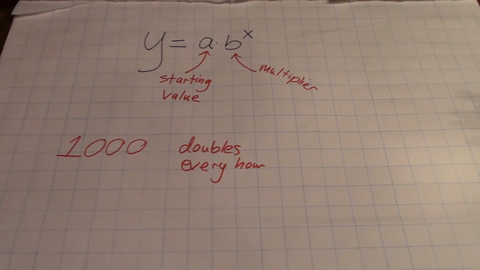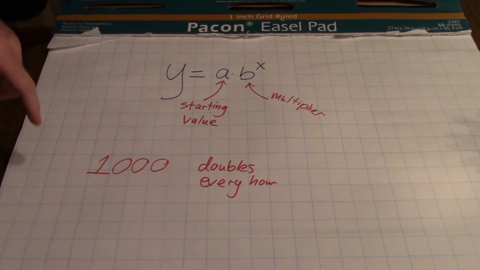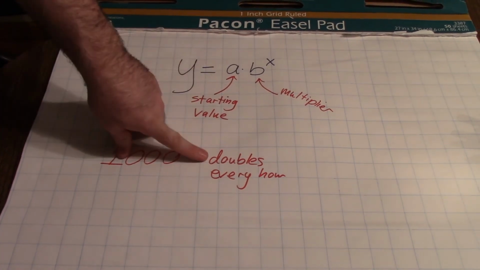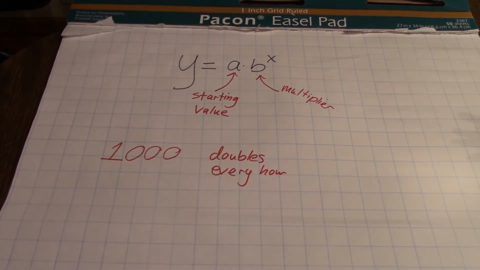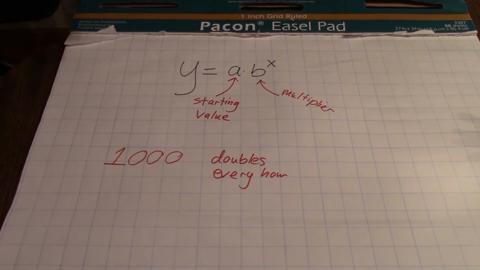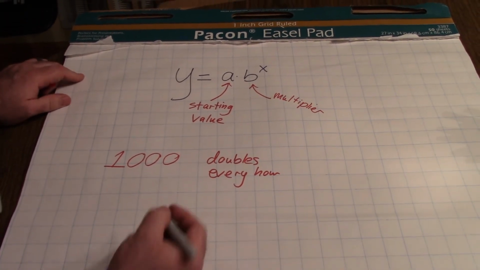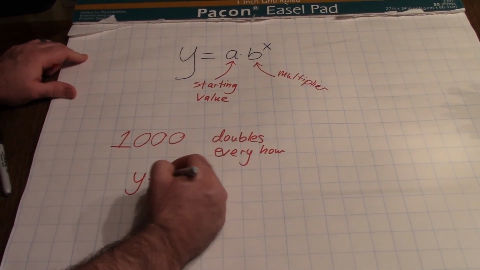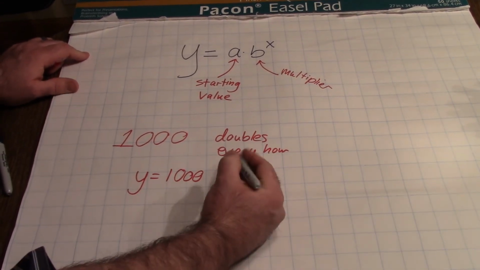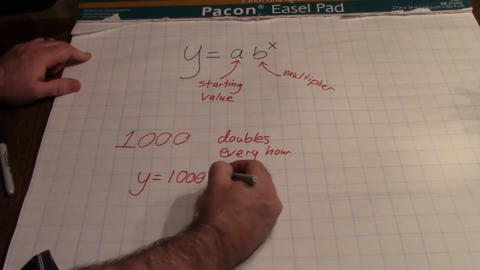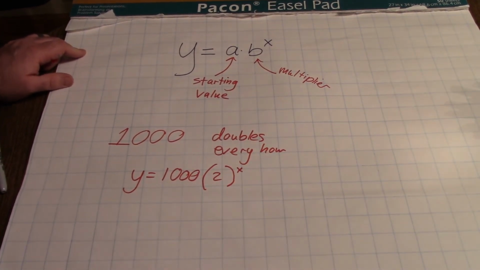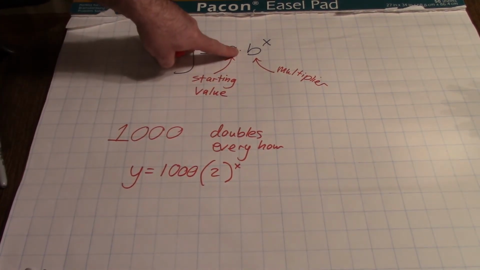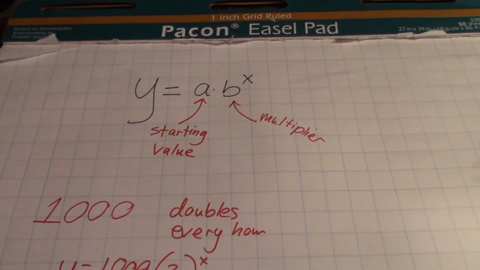The nice thing about exponential functions is there's not that much to plug in. It's pretty obvious that 1,000 is your starting value. And if you're doubling something, the multiplier would be 2. Exactly. So it's actually pretty easy to write an equation for this. y equals 1,000 times 2 to the x. Sometimes I use parentheses here just to make sure that it's its own thing, but you can use the multiplication symbol if you prefer. It doesn't matter.